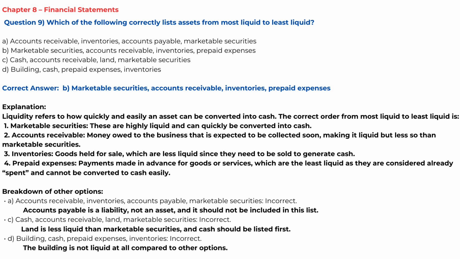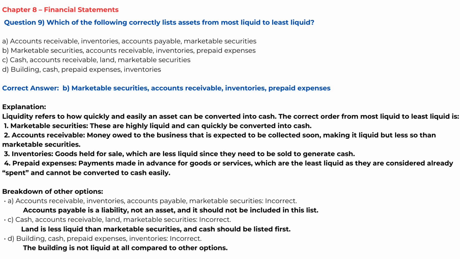Correct answer, B. Marketable securities, accounts receivable, inventories, prepaid expenses. Explanation. Liquidity refers to how quickly and easily an asset can be converted into cash. The correct order from most liquid to least liquid is 1. Marketable securities. These are highly liquid and can quickly be converted into cash. 2. Accounts receivable. Money owed to the business that is expected to be collected soon, making it liquid but less so than marketable securities. 3.